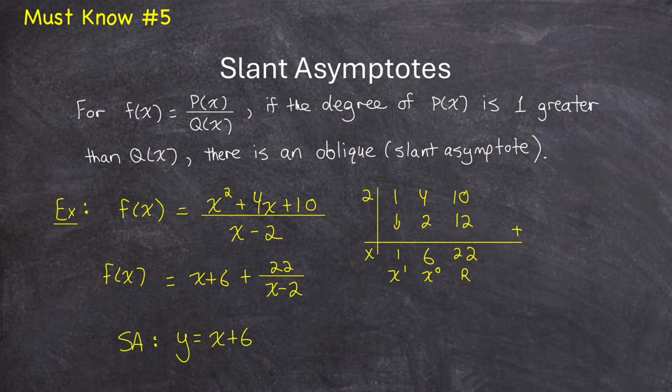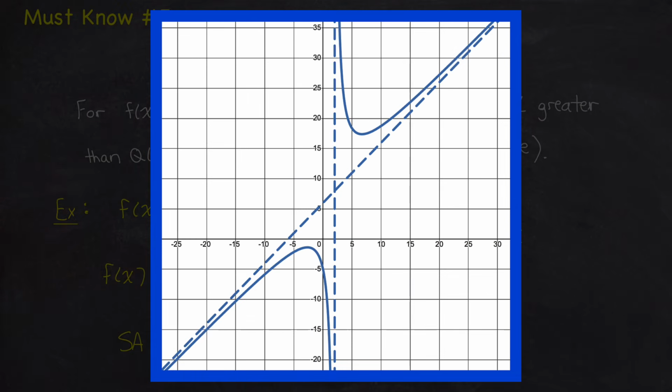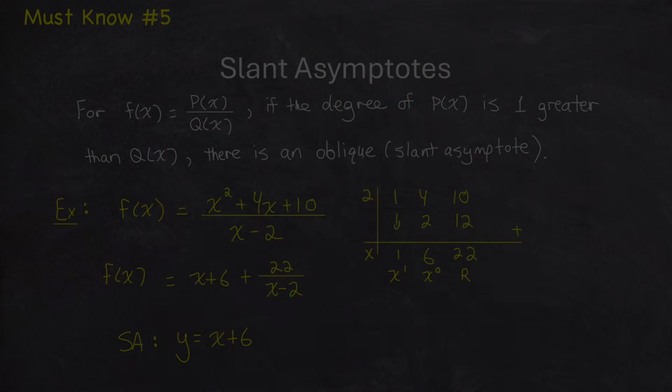And now let me show you what the graph of this function looks like. And also notice it's going to have a vertical asymptote at x equals 2 because the denominator of the function is 0 when x is 2. So here's a graph of the function. Notice it has a vertical asymptote at x equals 2, but that diagonal line is the slant asymptote, y equals x plus 6. And as x goes to infinity or negative infinity, notice that the function keeps getting closer and closer and closer to that line y equals x plus 6.